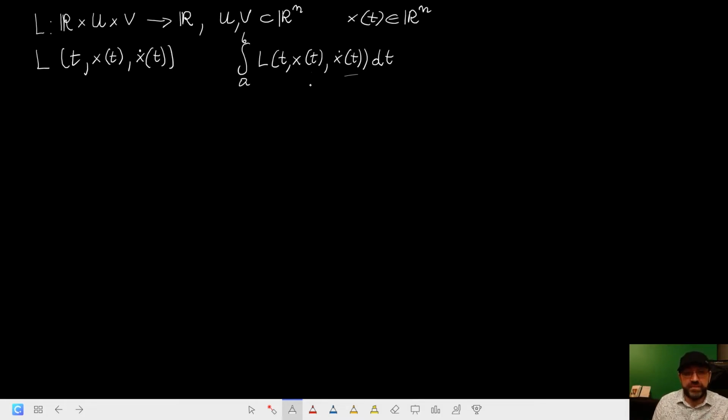And now, knowing that the particle chooses the trajectory which is minimizing this integral, we will try to calculate the Euler-Lagrange equations for L. Let's begin with the assumption that L is of class C1. I hope I will not need to change this assumption later.